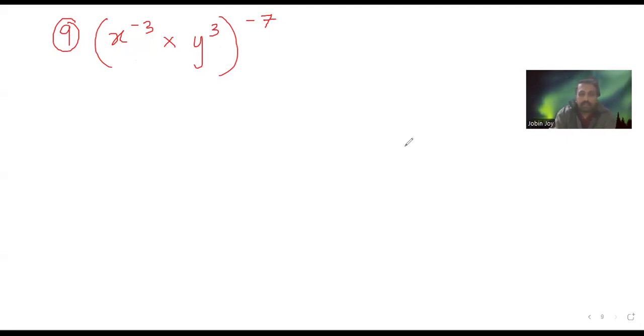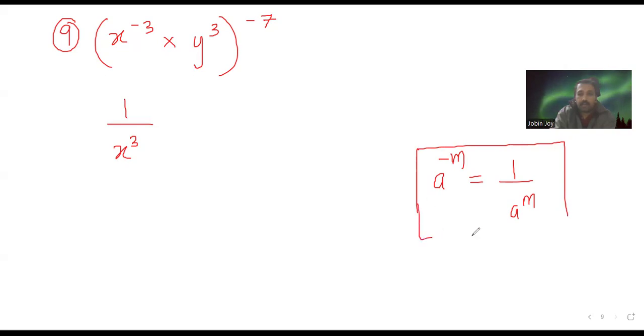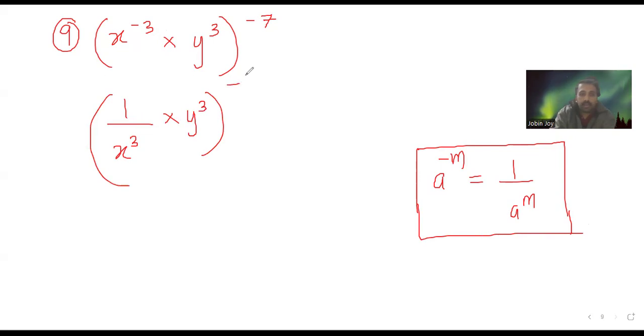So for the first term, I will apply this law. We know that a raised to minus m equal to 1 by a raised to m. So x raised to minus 3 equal to 1 by x raised to 3. So it becomes (1 by x raised to 3 into y raised to 3), the whole raised to minus 7.